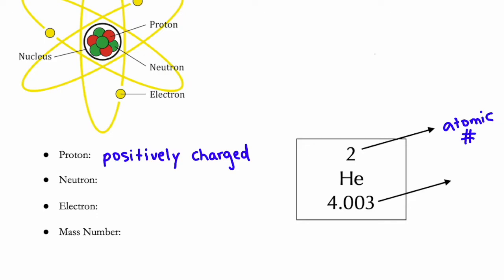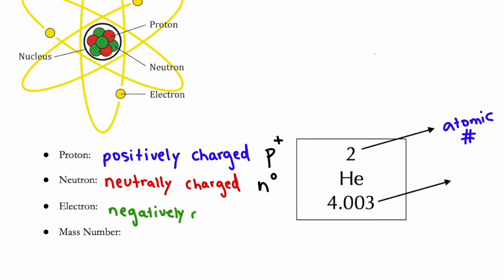Fantastic. A neutron is also in the nucleus, but it is neutrally charged, meaning it has no charge. So one way that we can write each of these subatomic particles, you'll often see me write that a proton is P plus because it has a positive charge. A neutron is N naught or N0 because it has no charge. And finally, an electron, which is floating outside of the nucleus, is negatively charged. So the way that we represent an electron is E minus.